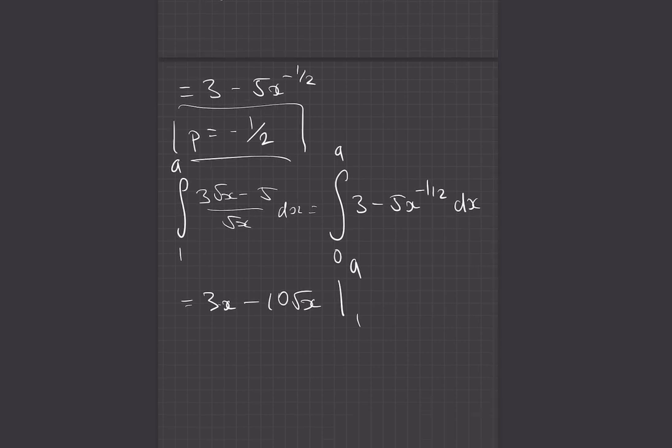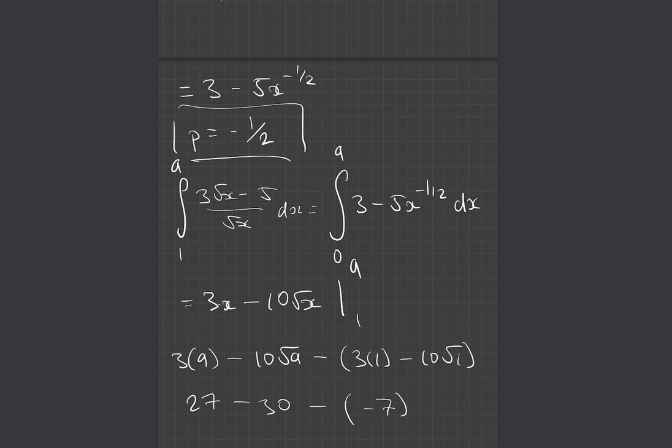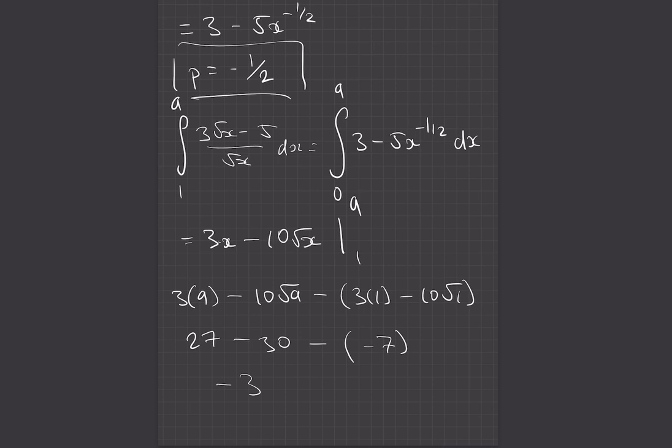So this is going to be 3 times 9 minus 10 times root 9, minus 3 times 1 minus 10 times root 1. So 3 times 9 is 27, root 9 is 3, so minus 30, which is minus 3. And then 3 minus 10 is minus 7. So minus 3 minus minus 7 is plus 7. So this should be equal to 4. I want to make that nice and clear: it should be equal to 4.